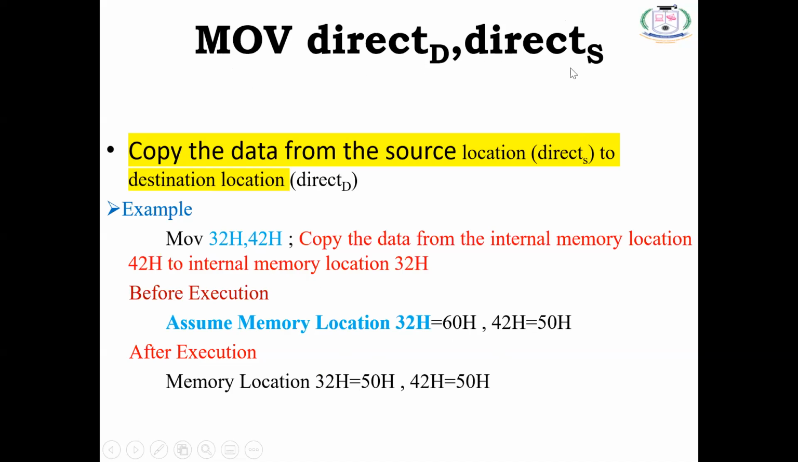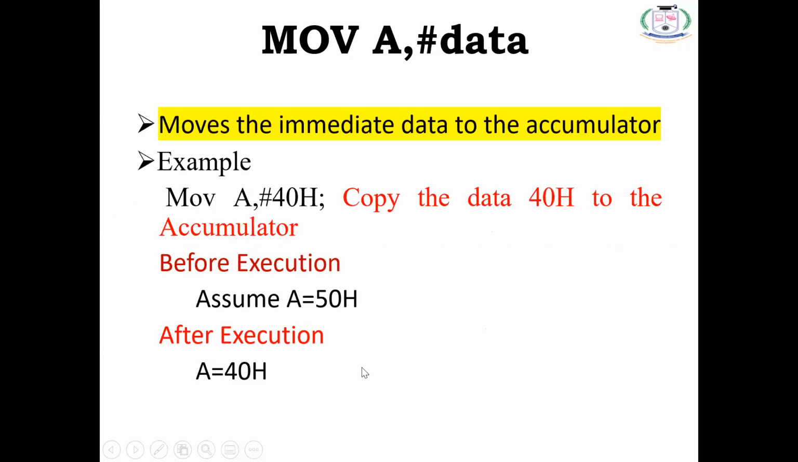MOV direct D comma direct S. What address are we using? Internal memory address. Internal memory address means my address will vary from 00 to FF. So here I have specified my source address is 42. What is my destination address? 32. So at address 42, what is the content? 50. The 50 should be moved to my destination address, which is 32. So now my 32 value is 50. Are you clear?